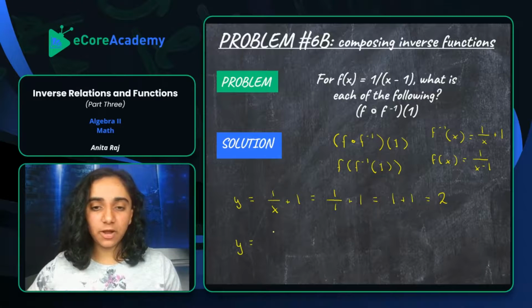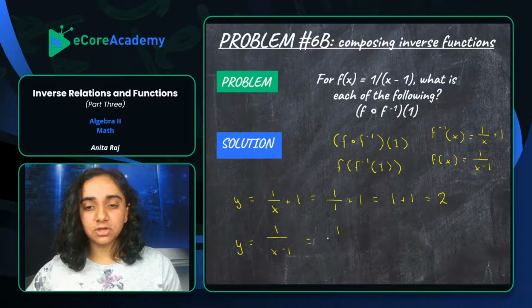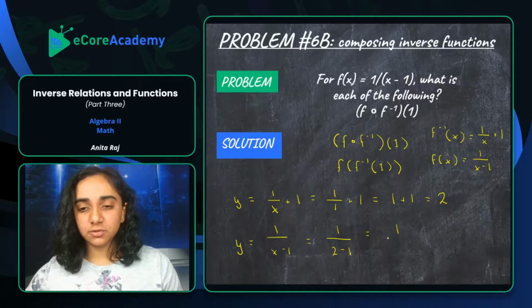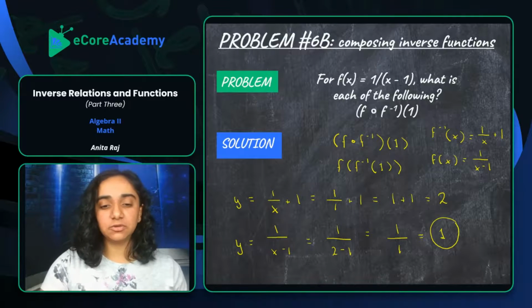So again, I'm going to write this as y. So f of x is y. y is equal to 1 over x minus 1. Again, we're plugging 2 in for x. So we get 1 over 2 minus 1. 2 minus 1 in the denominator is 1, and 1 divided by 1 is 1. So our final answer is going to be 1. So the property was true, and it worked out. So our final output is going to be equal to 1.